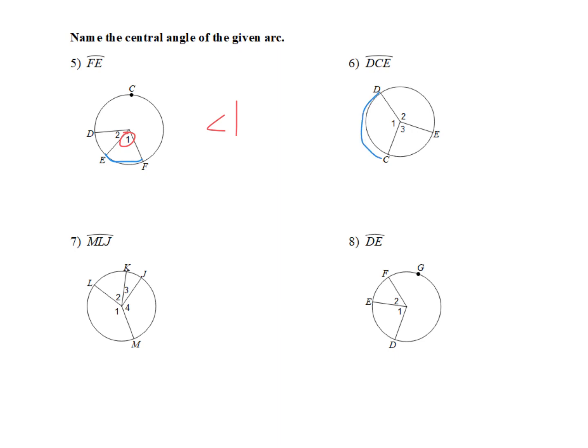So here's DCE. Why do you pick 2 and not 1 and 3? Opposite. Right, because if it's a major arc, we want its opposite angle. So we have angle 2. Okay. What about 7? What kind of arc is that? MLJ. It is our major arc, and that'd be angle 4. And then 8, we have DE, and its angle is 1. Questions about those?